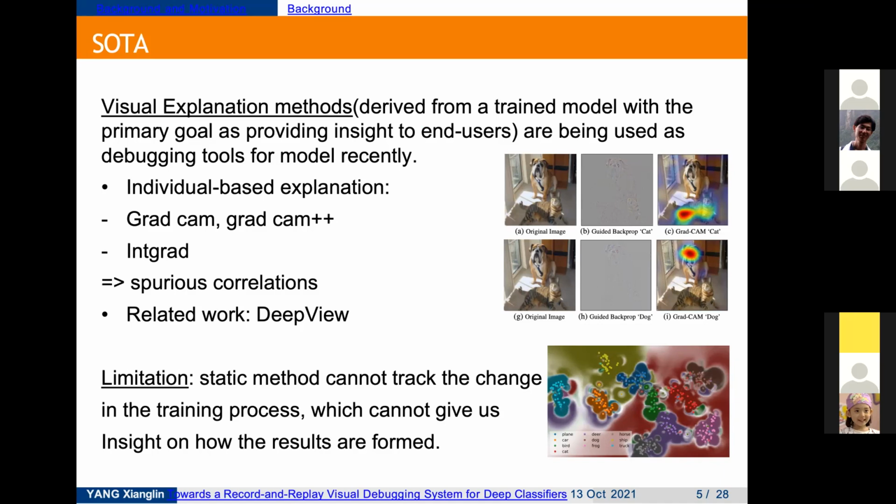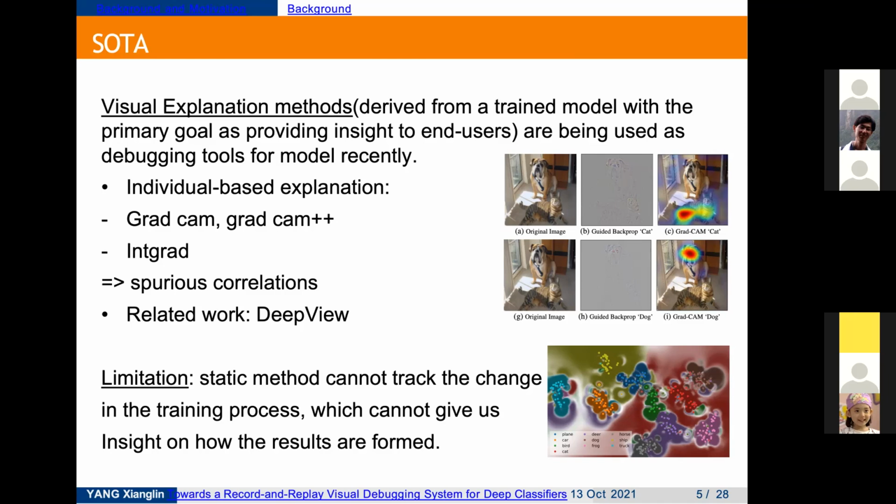One very popular method is individual-based explanation. Existing work includes GradCam, GradCam++, or Integrated Gradients. But the overall idea of those approaches is that by perturbing the inputs or calculating the gradient of the inputs, they want to find the most important pixels or features in the input that make the model produce such a prediction.